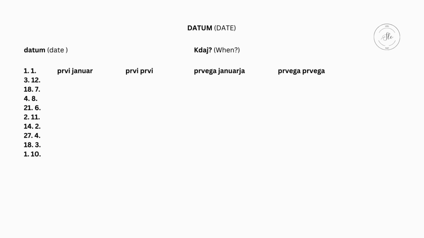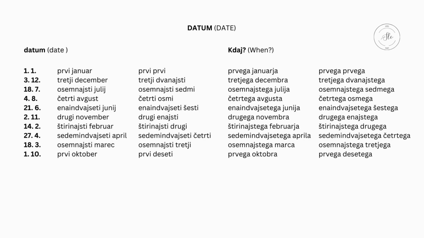Let's look at some examples of dates. We can express the months either with their names or with ordinal numbers. Pause this video if you want to and try to fill in the missing parts. Prvi januar. Ali prvi prvi. Kdaj? Prvega januarja. Ali prvega prvega. Okay, so let's read through examples.